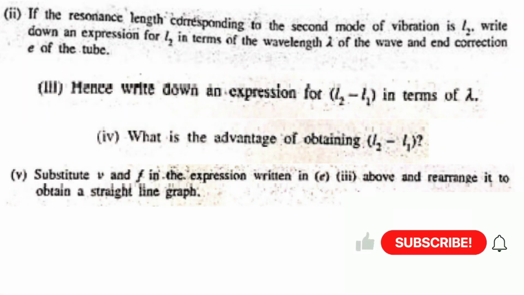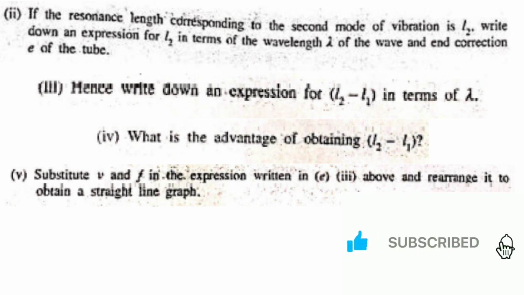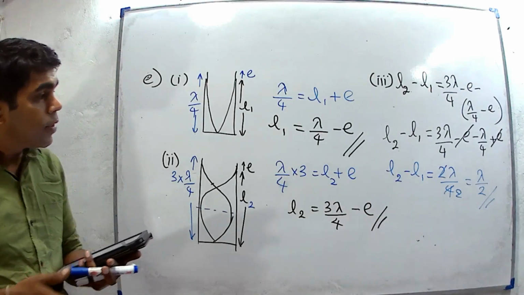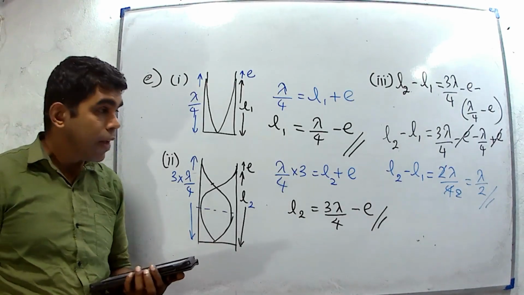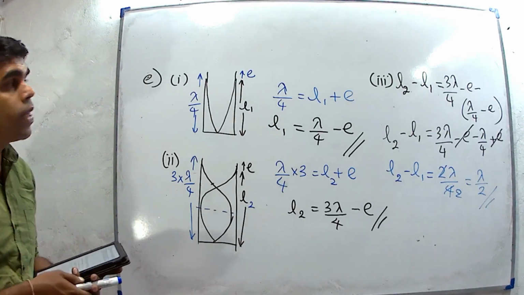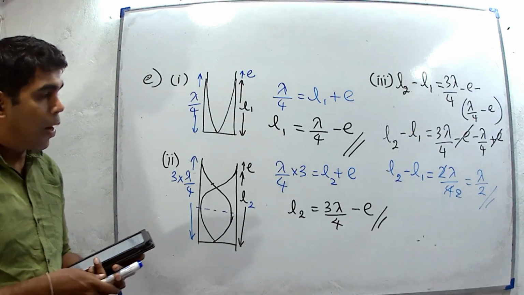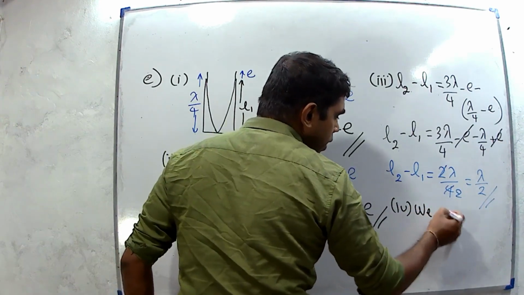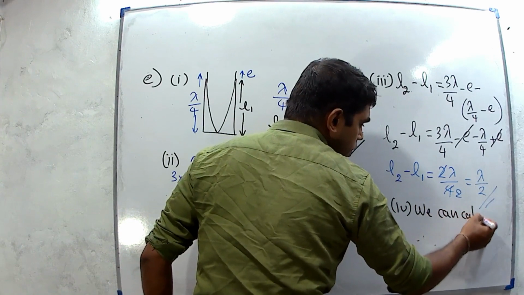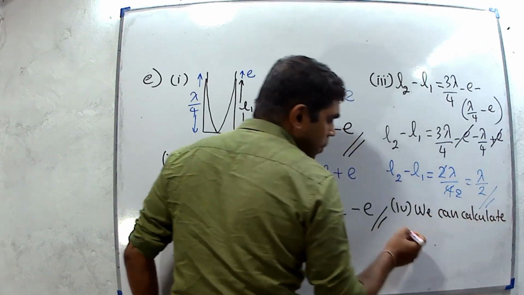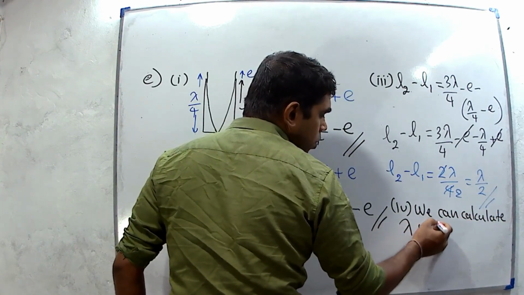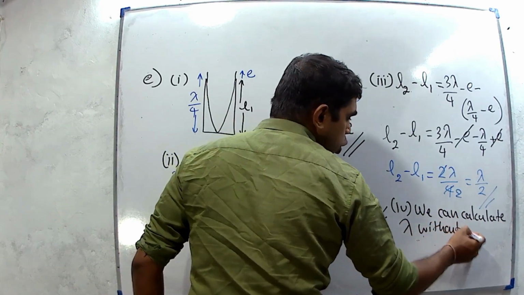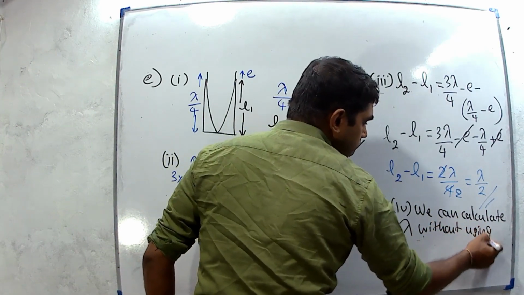Part 4. What is the advantage of obtaining L2 minus L1? We can calculate the wavelength without considering end correction. Then we have to write for part 4: we can calculate lambda without using end correction.